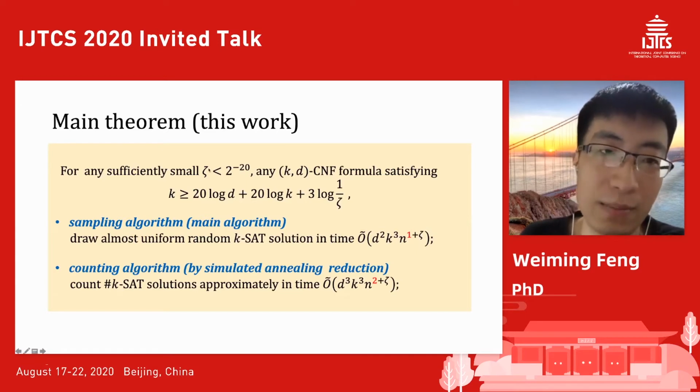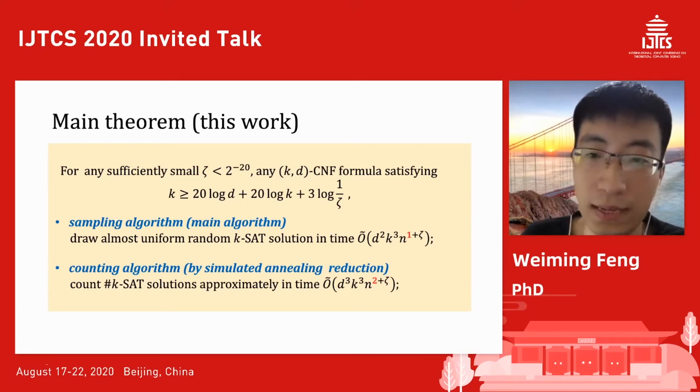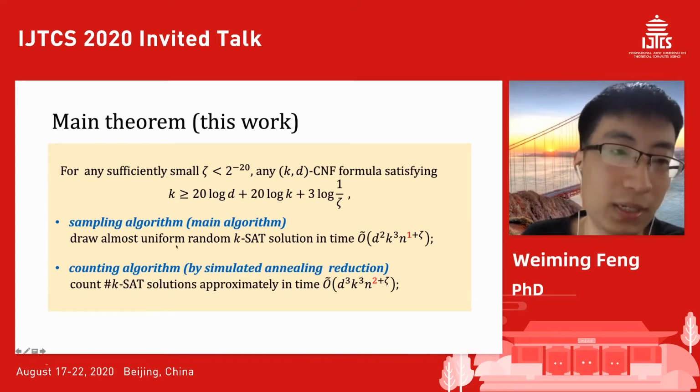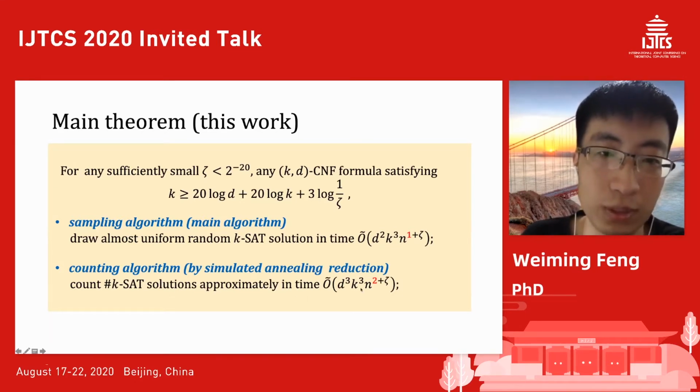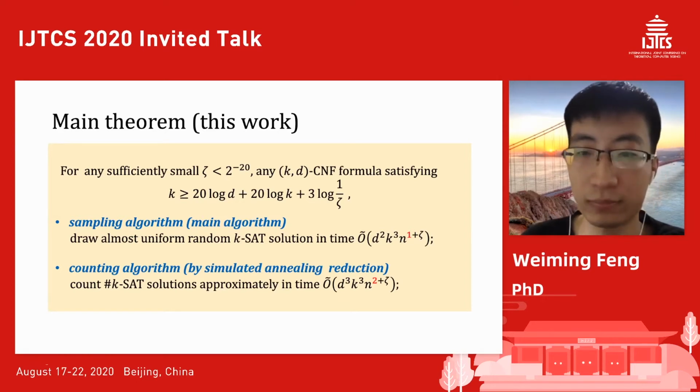If the parameter zeta becomes smaller, the gap between k and 20 log d plus 20 log k plus 3 log 1 over zeta becomes larger, so this condition becomes less restrictive, and our algorithm becomes faster. The running time of the sampling algorithm would approach linear, and the running time of the counting algorithm would approach quadratic.